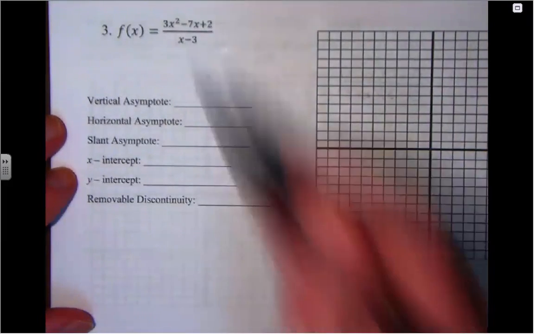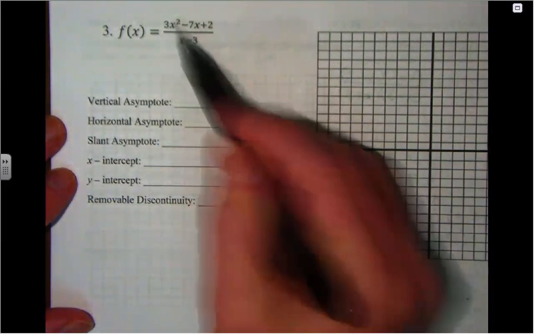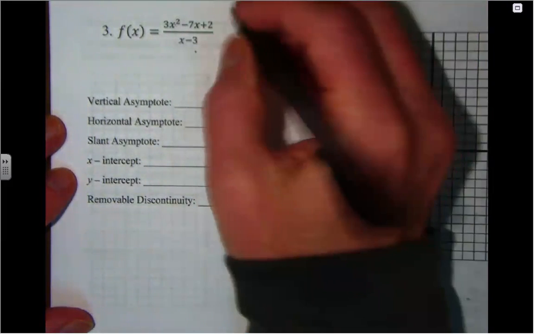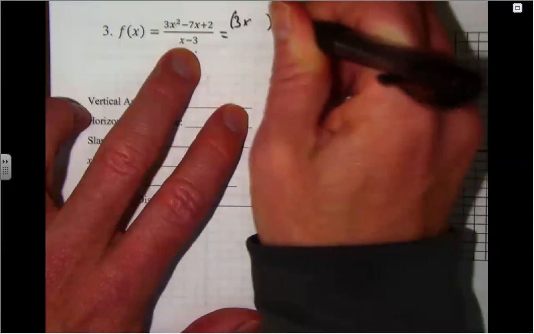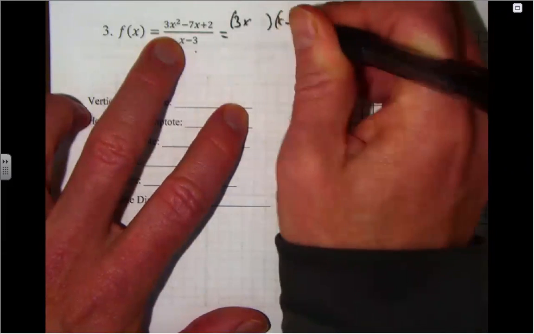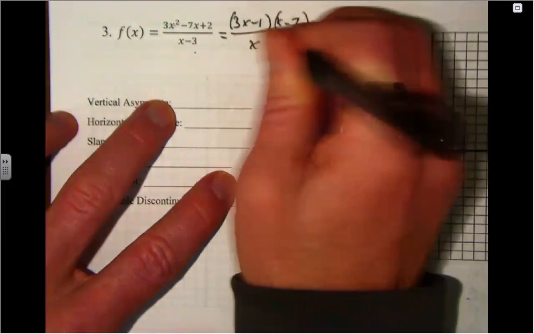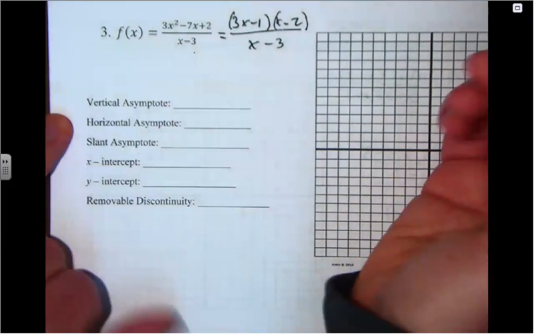Number 3. Here we have a top-heavy case. Notice I've got an x² on top and an x-3 on the bottom. Let's factor it first, though. And again, for the sake of time, I know you guys know how to factor. This is going to be (x-2)(3x-1) over x-3. Notice nothing cancels out. There's no hole, nothing like that.